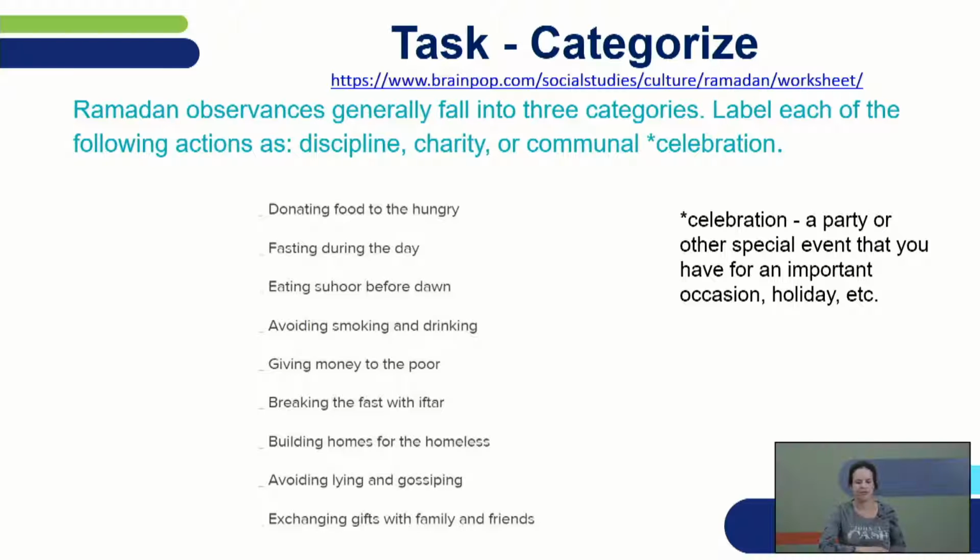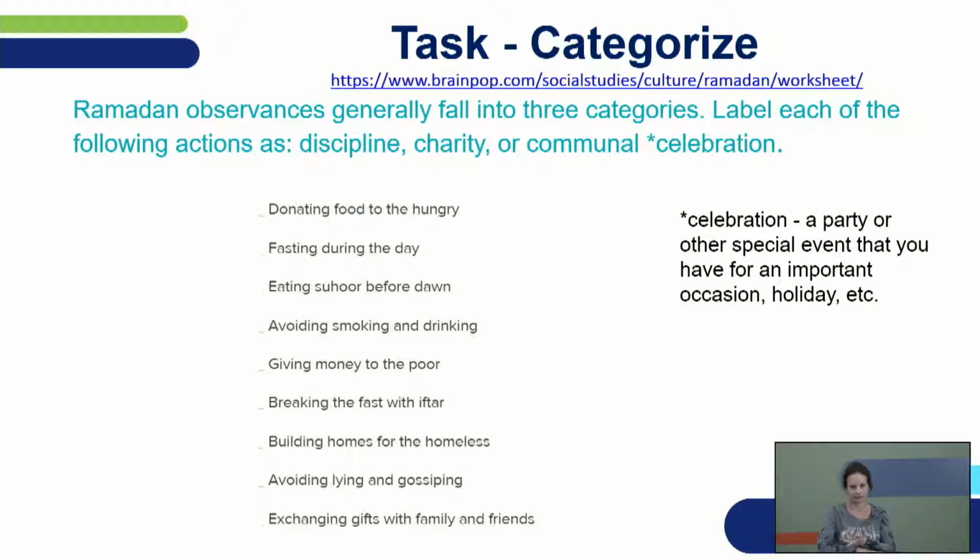Number one, donating food to the hungry. What do you think? Number two, fasting during the day. Number three, eating suhoor before dawn. Number four, avoiding smoking and drinking. Number five, giving money to the poor. Number six, breaking the fast with iftar. Number seven, building homes for the homeless. Number eight, avoiding lying and gossiping.